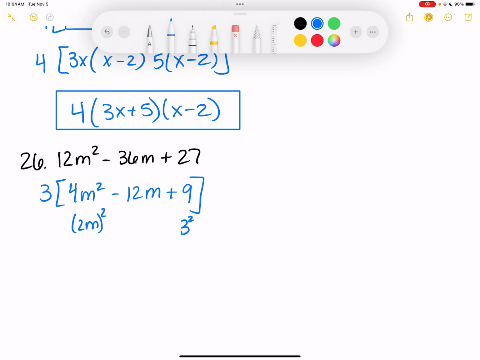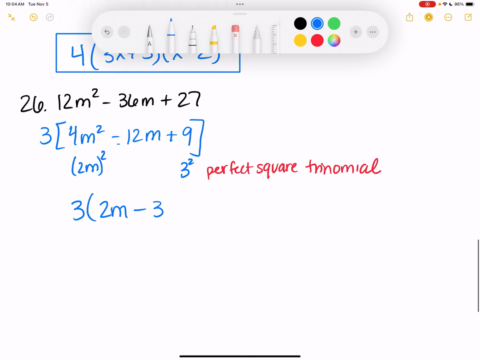So 3 times, what is the factor? It's 3 times 2m plus 3 squared. Minus. The middle term is negative, so 2m minus 3 squared. So sometimes by factoring something out to begin with, you make your life easier because it ends up becoming a special type, typically a perfect square trinomial.